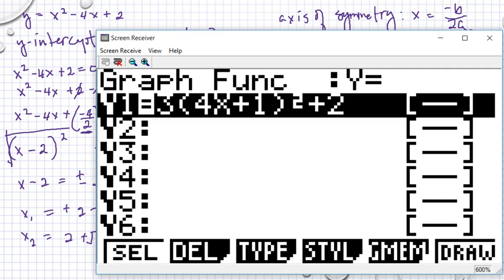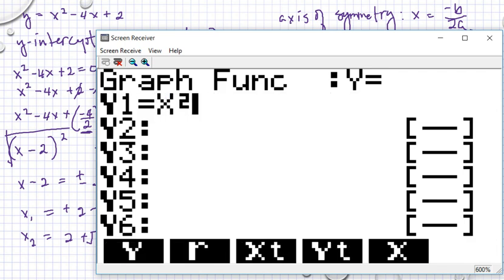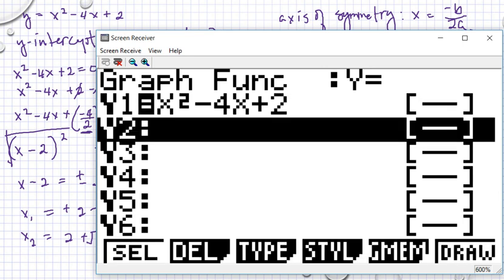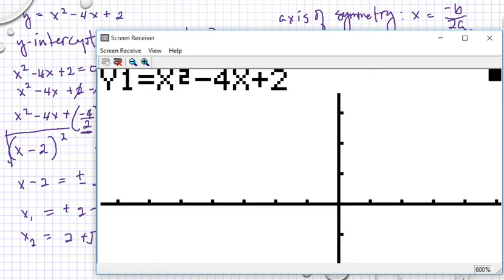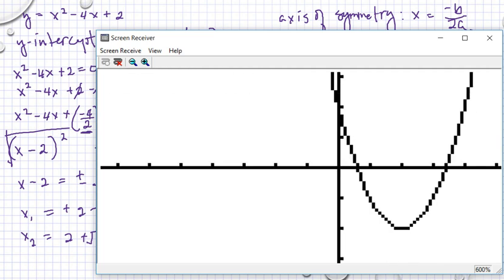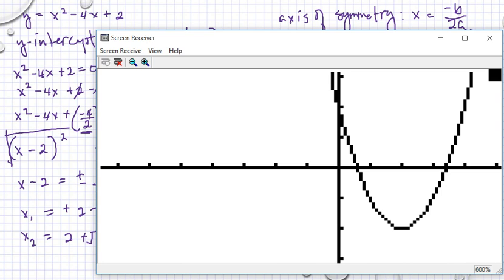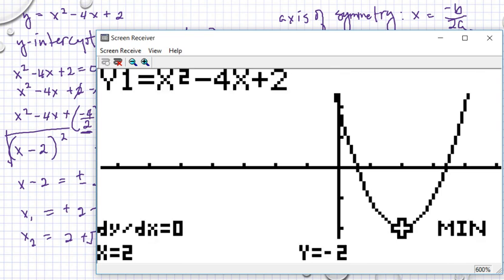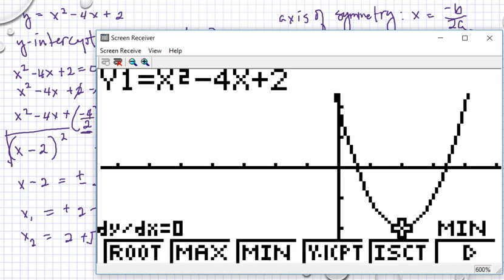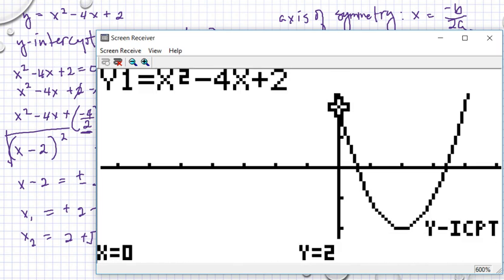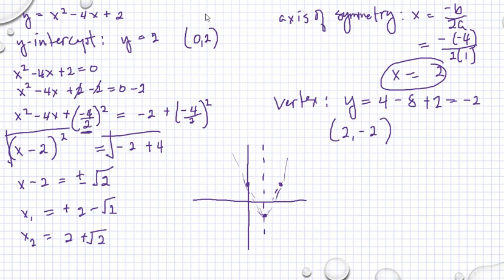Exit. Then we have x squared minus 4x plus 2. Draw. Yeah. Then we have F5, not root, minimum. Minimum point will be (2, -2), yes. And then we have the y-intercept. That's (0, 2). Then we did it right. That's how you do it.